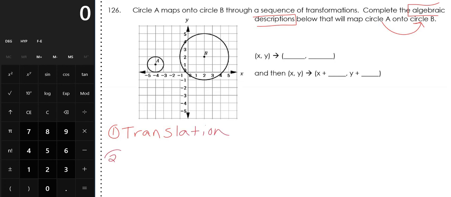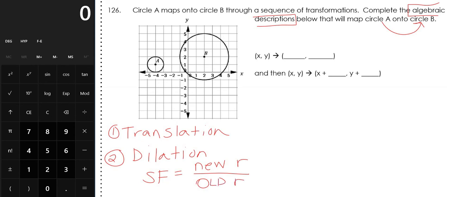And then the second thing is a dilation. You want to dilate with a scale factor equal to the new radius over the old radius. So we've gone over that before. Now let's take a look at what they want us to do. Notice the first thing that they're doing is saying xy becomes blank, and then xy becomes x plus something and y plus something. Now, the way that they're doing it, they want the translation to come second.